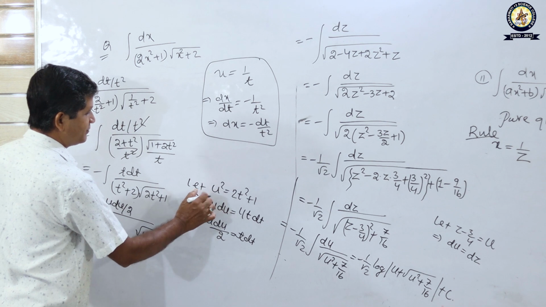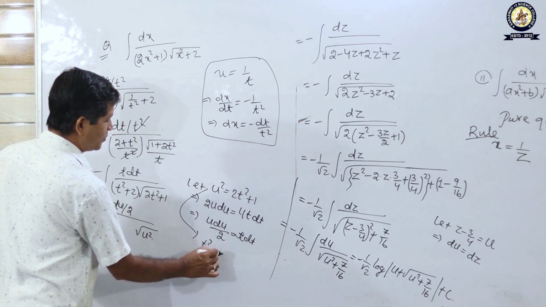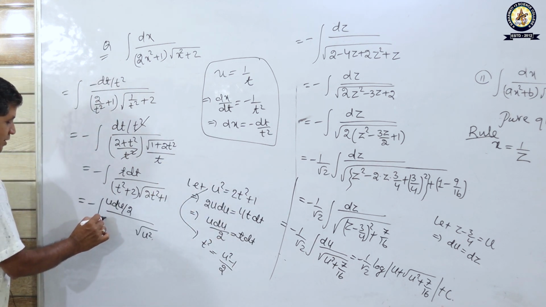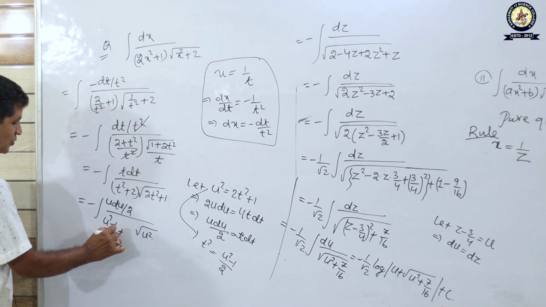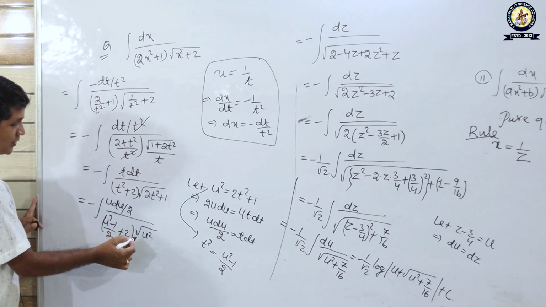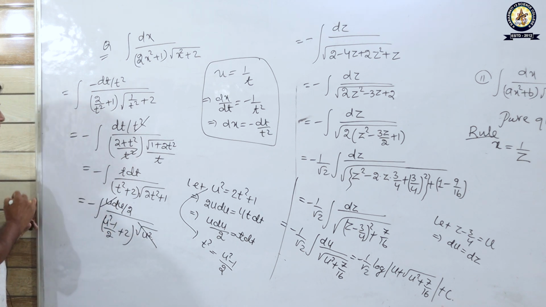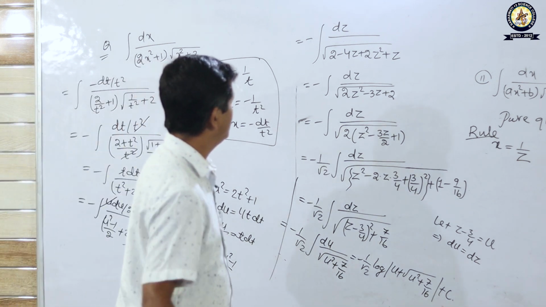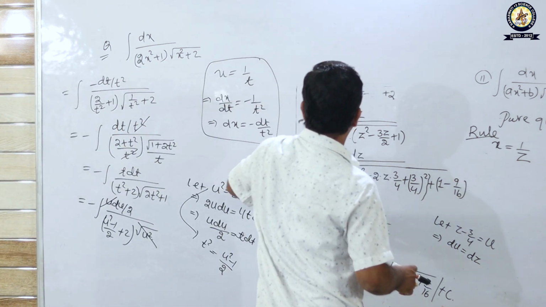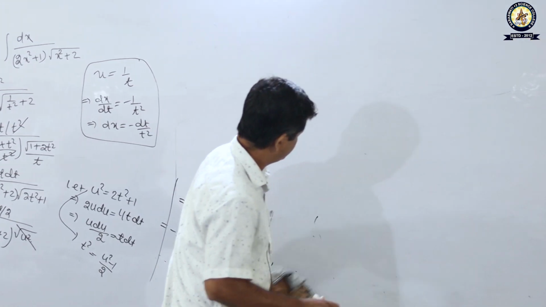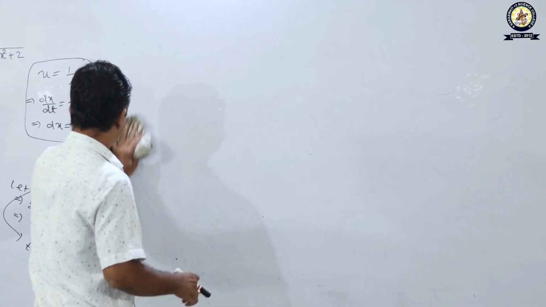Now what is t square? From this you find t square. t square is equal to u square minus 1 by 2. Then u square minus 1 by 2 plus 2. And the root over u square is u, and this u will be cancelled out. Half will be taken out, right? Come to its next simpler form.